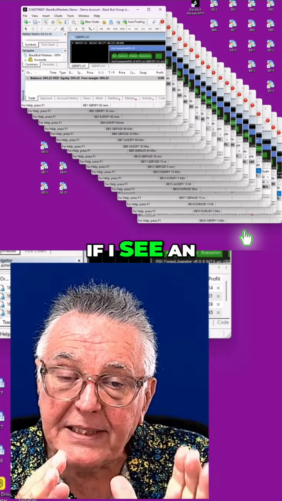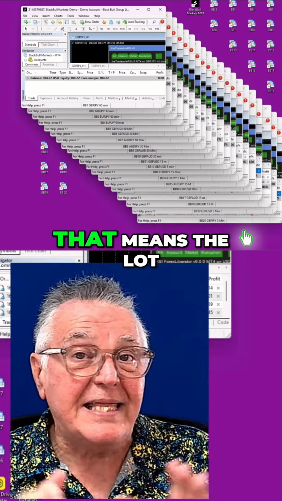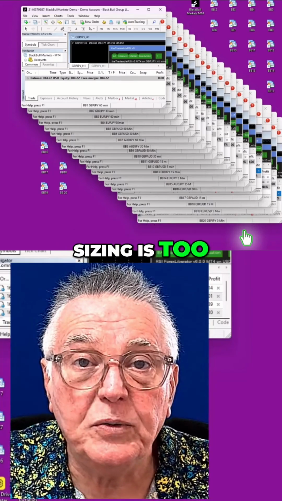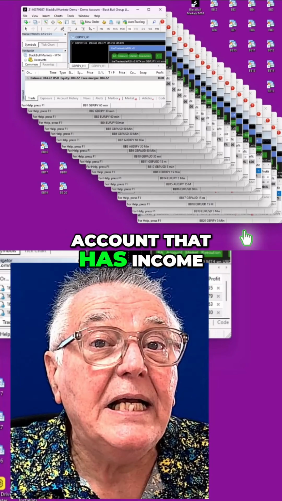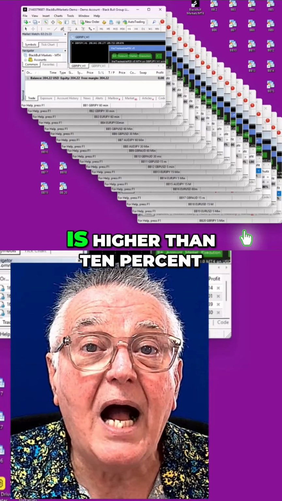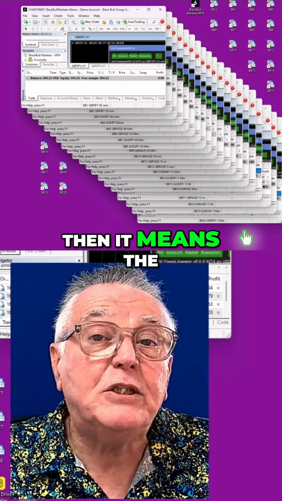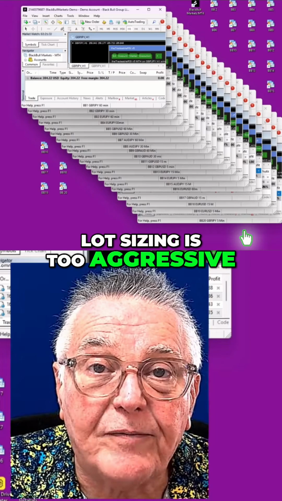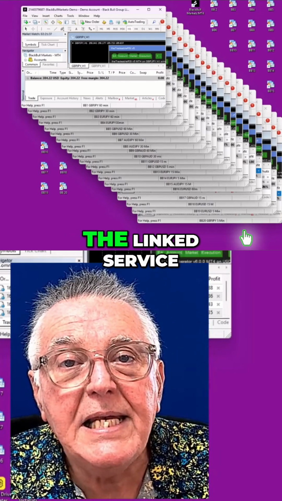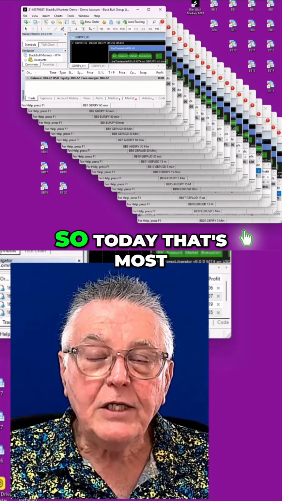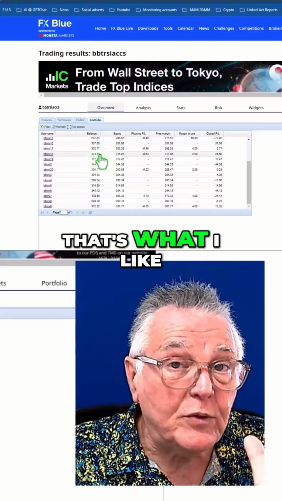So firstly, if I see an account that's had more than 10% drawdown in 10 days, that means the lot sizing is too big. But on the other hand, if I see an account that has income that was generated that is higher than 10%, I also worry, because then it means the lot sizing is too aggressive, because we've got to scale these accounts for the linked service. So today, that's most probably going to be my main focus. That's what I like about this EA.